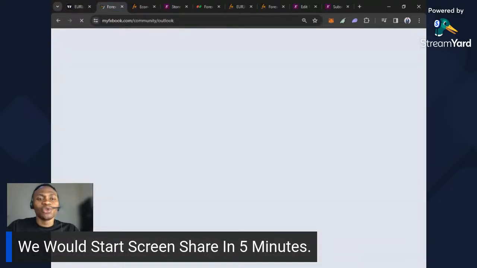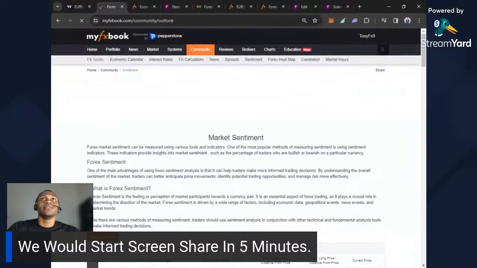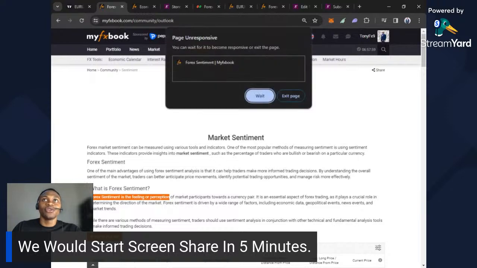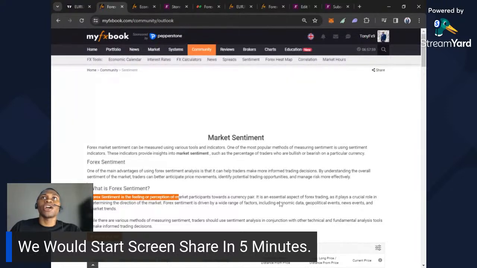Sentiment has to do with the total overall view of every market participant, both the retail traders. Forex sentiment is the feeling or perception of market participants towards the currency pair. It is an essential aspect of forex trading as it plays a crucial role in determining the direction of the market. Forex sentiment is driven by a wide range of factors, including economic data, geopolitical events, news events, and market trends.